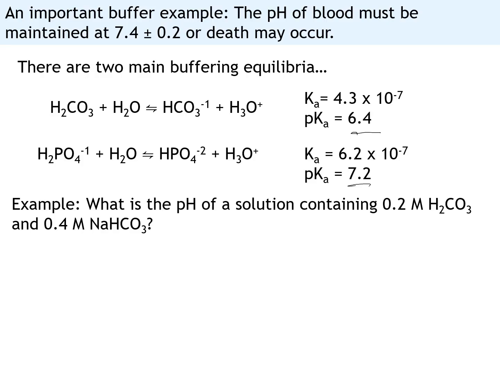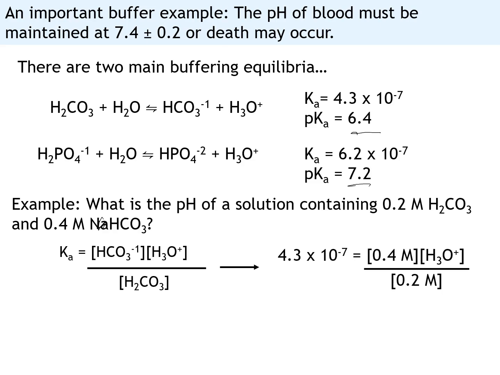So, for example, what is the pH of a solution containing 0.2 molar dihydrogen carbonate and 0.4 molar sodium hydrogen carbonate? And so remember, the sodium is a spectator, so we don't really care about that. So there's our equilibrium expression for this one up here.